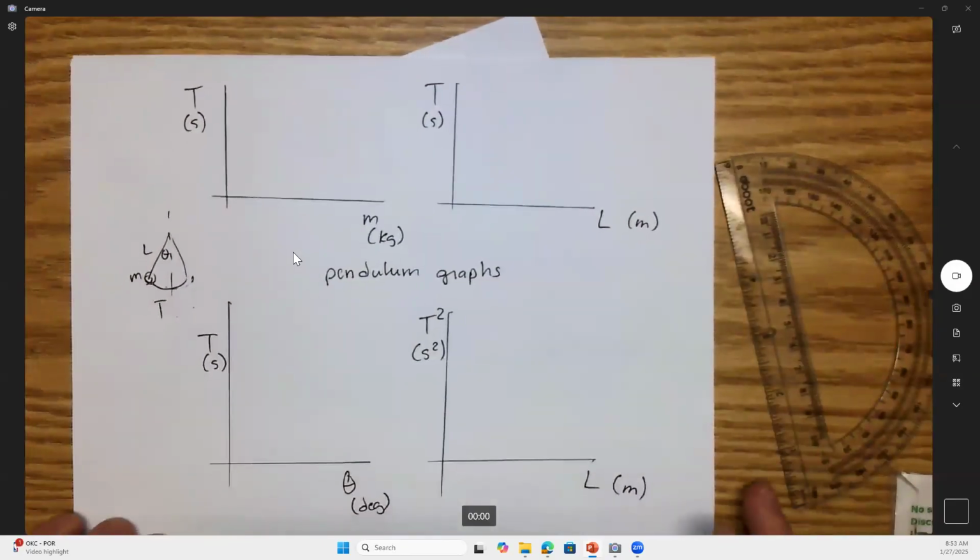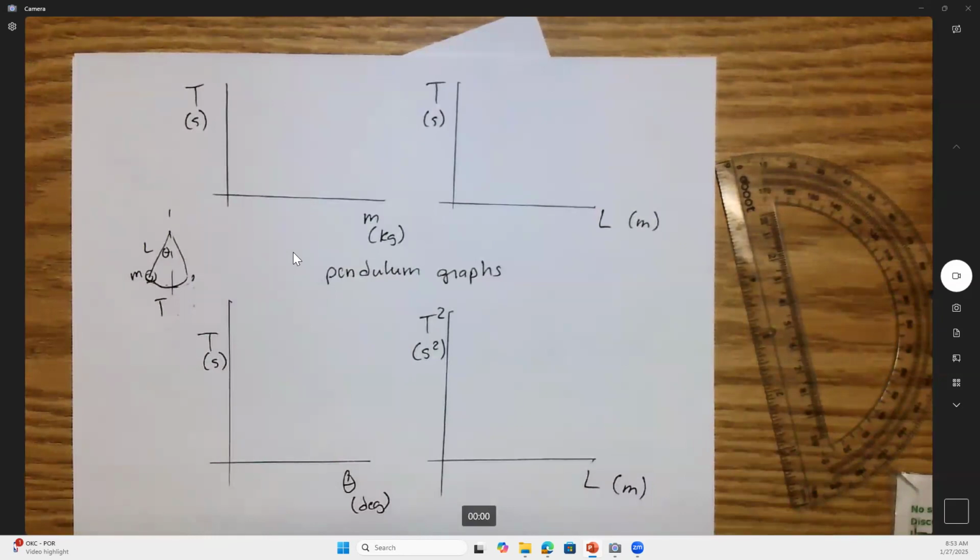You guys see it over and over in this class. Variables, units. All right, go ahead, draw all four of those graphs. See what you guys come up with. This will be your answer to your lab back on Friday.